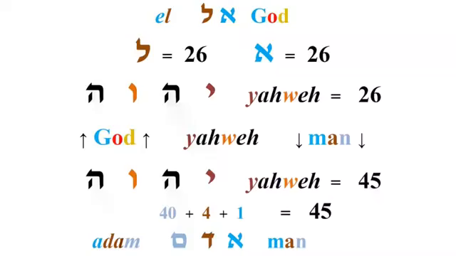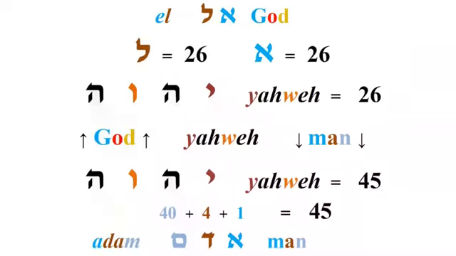Yahweh is God. But Yahweh also adds up to 45 because Yahweh is also man. Yahweh, Yud-He, Vav-He. This is pointing to Yeshua. He became a man to become our sacrifice, so he would take the punishment and we don't have to. That's very clever of him.